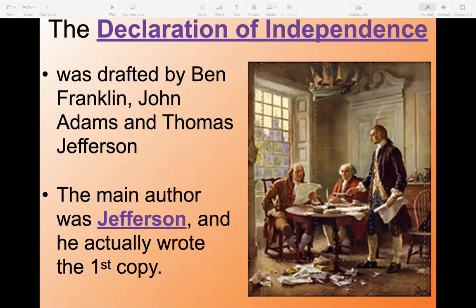Anyways, so the Declaration of Independence was drafted by Ben Franklin, John Adams, and Thomas Jefferson. The main author was Jefferson, and he actually wrote the first copy.